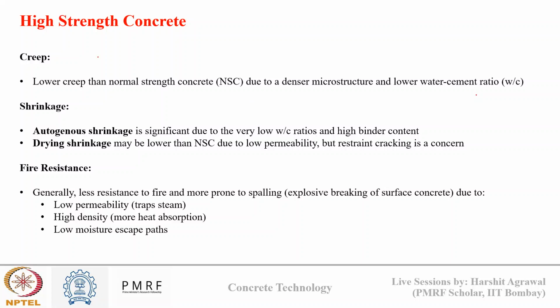Another property is creep. High strength concrete has lower creep compared to normal strength concrete due to denser microstructure and lower W by C ratio. In terms of shrinkage, there are controversial comments; the comments are not the same. If you see autogenous shrinkage, it is significant in high strength concrete. Why? Because there is very low W by C ratio and very high binder content.